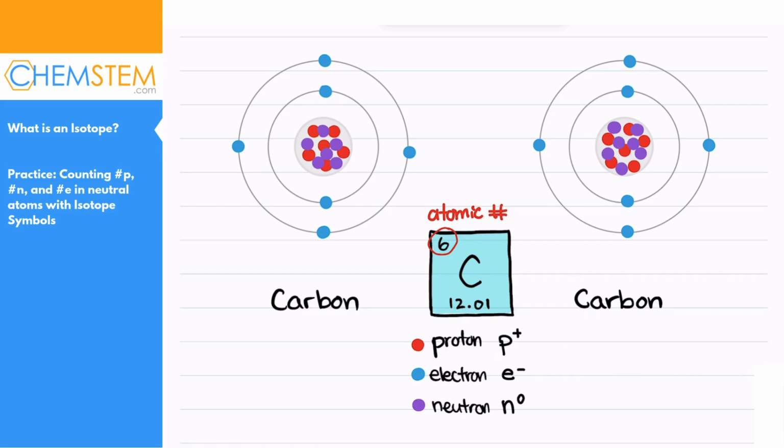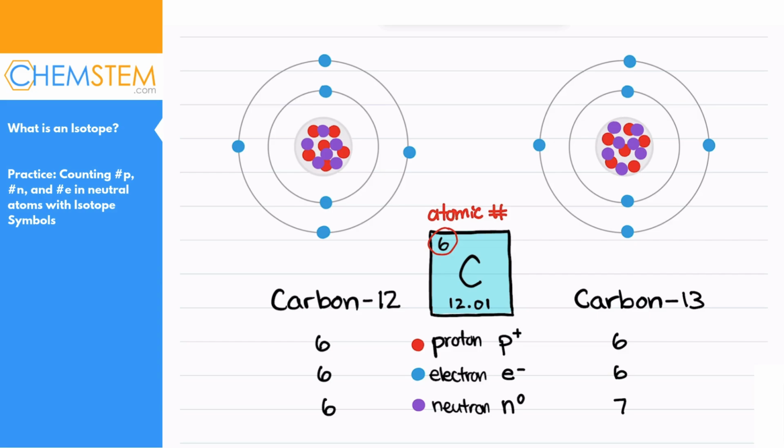We've got to update our inventory. So 6 protons on each, because they're both carbon, 6 electrons on each, both of them are neutral, and protons equals electrons in terms of number when something is neutral. However, the carbon atom on the left has 6 neutrons, while the one on the right has 7 neutrons. That makes the one on the left a carbon-12 atom, and the one on the right a carbon-13 atom.